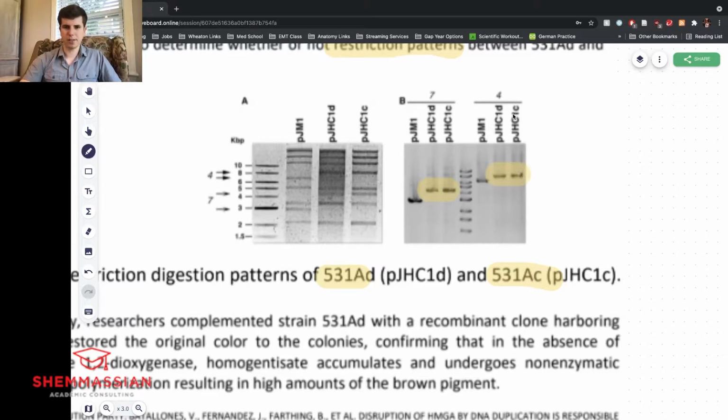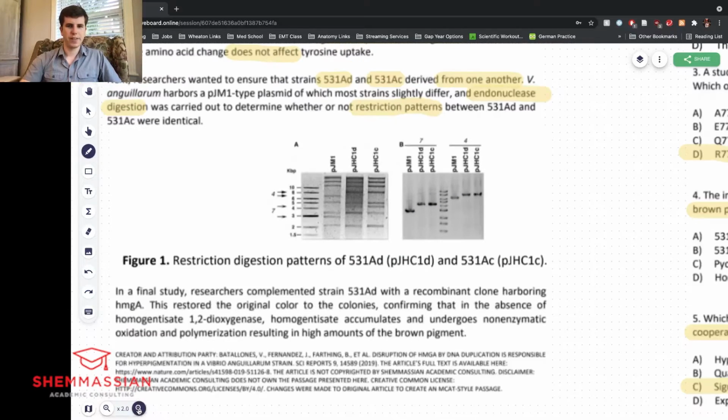So if their purpose was to define whether or not 531AD and 531AC were derived from one another, most likely this figure is going to say yes, they are, because they're looking almost identical. If you were to switch the labels for these, nobody would notice. That probably means that they're derived from the same genetic source or in some way similar.